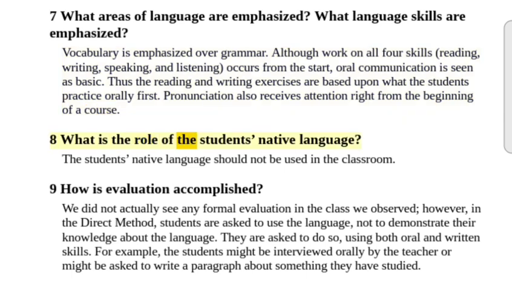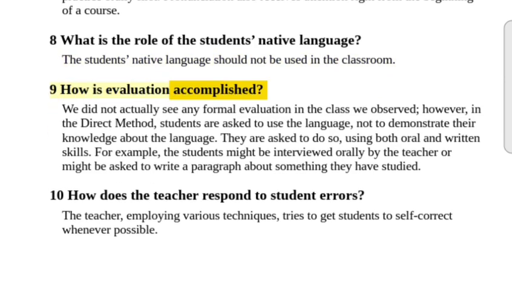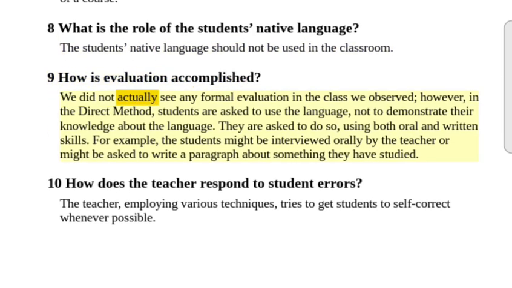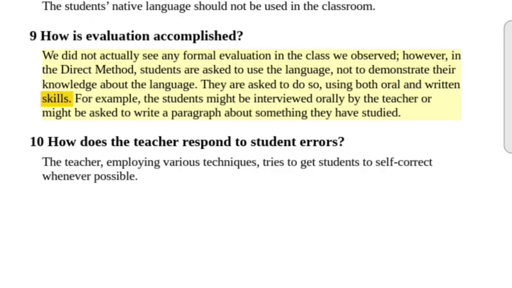8. What is the role of the student's native language? The student's native language should not be used in the classroom. 9. How is evaluation accomplished? We did not actually see any formal evaluation in the class we observed. However, in the direct method, students are asked to use the language, not to demonstrate their knowledge about the language. They are asked to do so, using both oral and written skills.